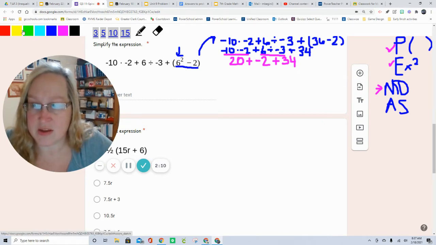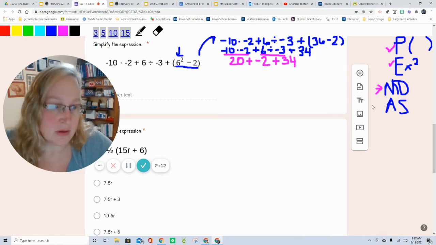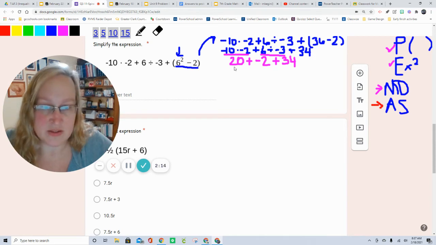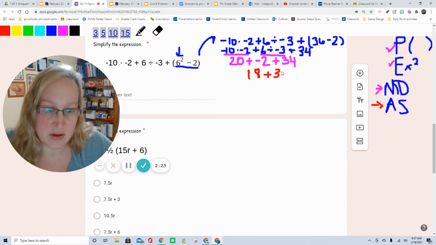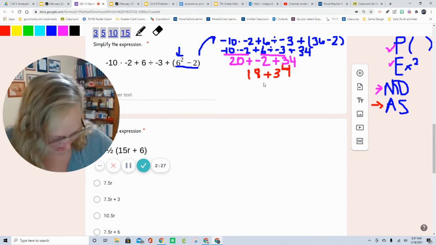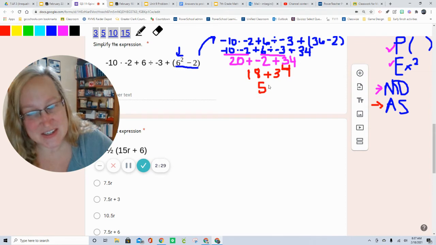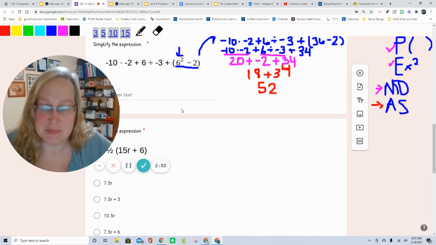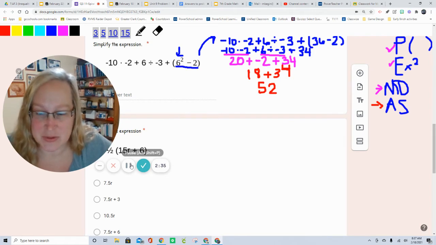All right, so our next step is to add and subtract from left to right. So 20 plus negative 2 is 18. Bring down the 34. That's a terrible 4. So the answer is 52. You'll type in 52 for your answer. We're going to move on to number 2.